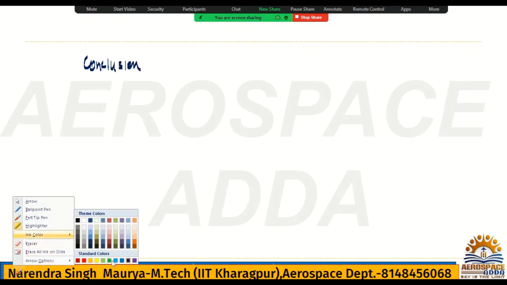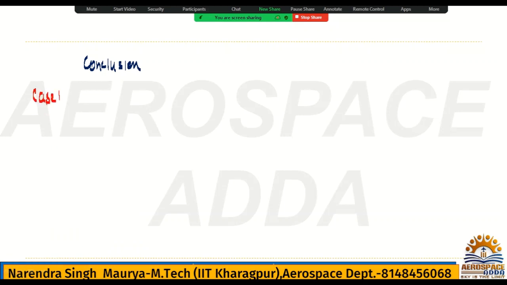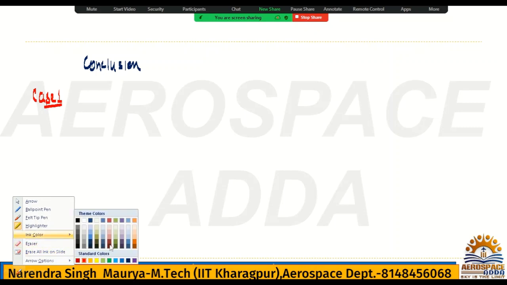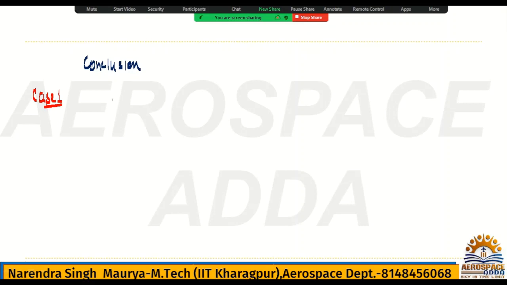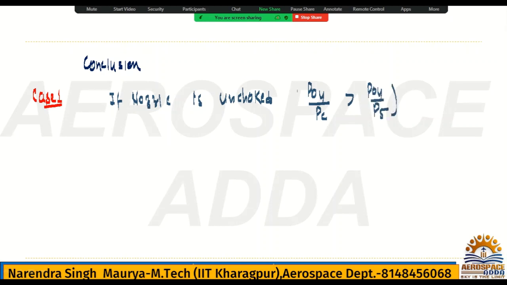Conclusion for case 1. If the nozzle is unchoked, that condition you need to remember, this should be on your tip. If the nozzle is unchoked, that means P naught 4 by PC is greater than P naught 4 by P5. This is the condition when the nozzle is unchoked. So the first case I have taken from the conclusion part.